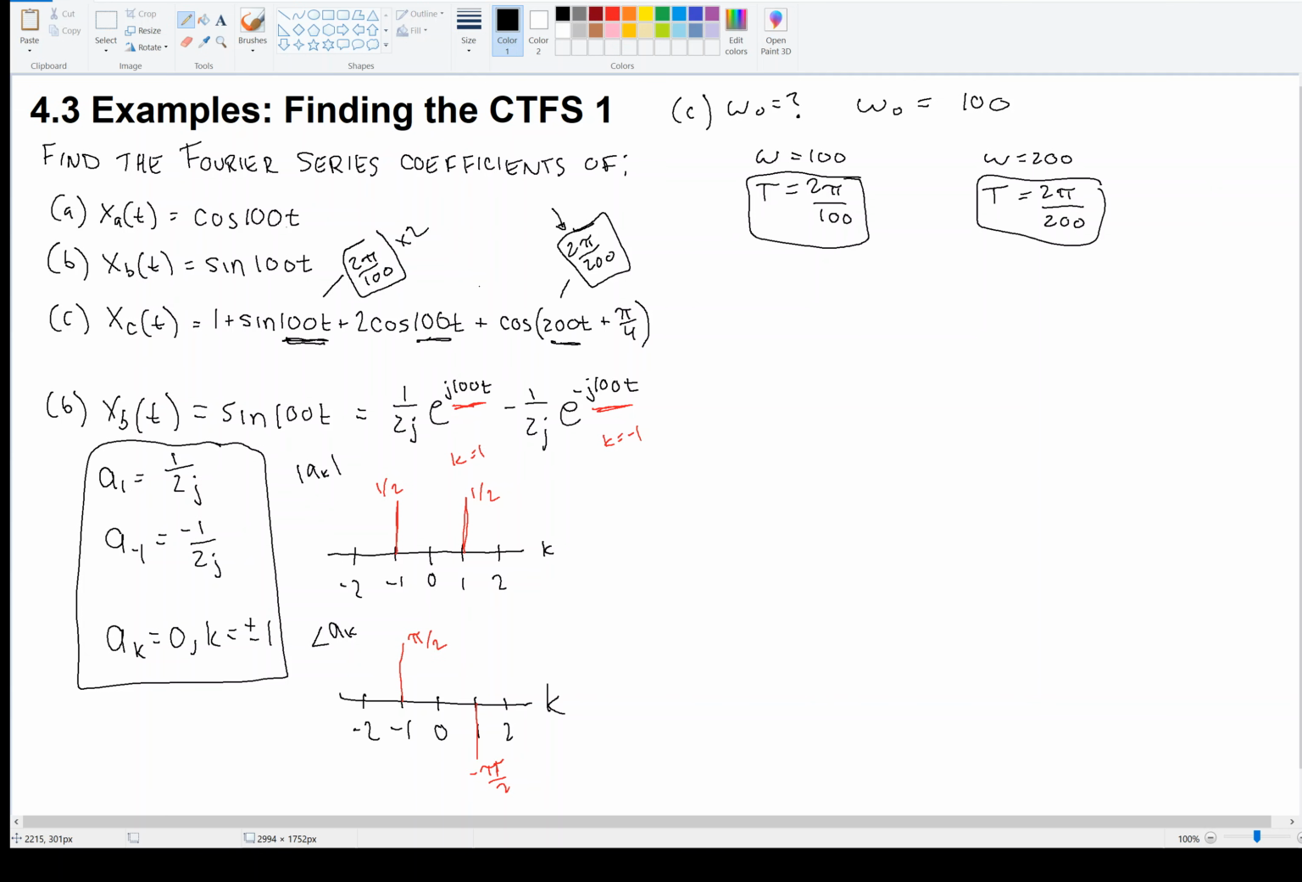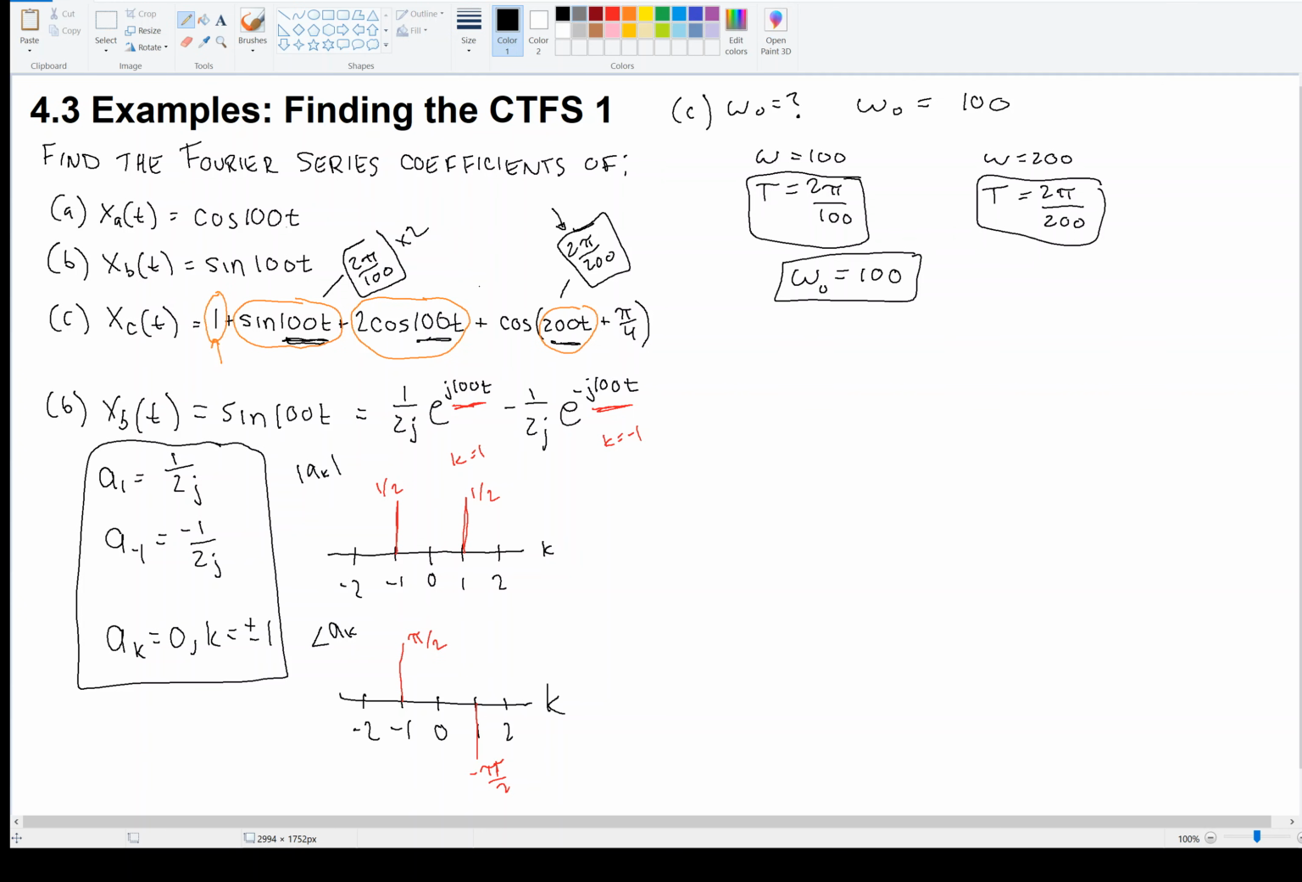So go back to the least common multiple idea with the fundamental frequency video, but the fundamental frequency here is 100. Okay, so that makes this guy the first harmonic, right? It's got the first harmonic component. This one has a first harmonic component, and this one is twice that. So that's the second harmonic, and this one, the constant, that's the 0th harmonic. That's the DC term, or the constant value.